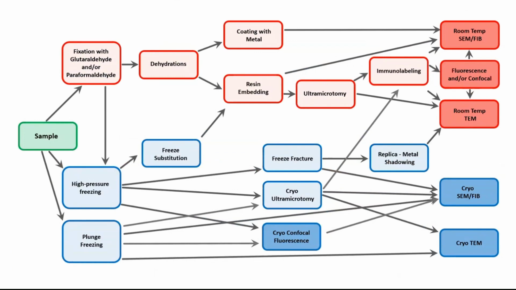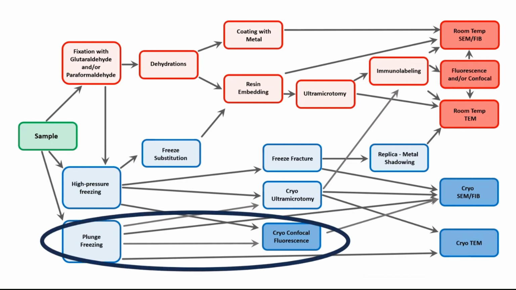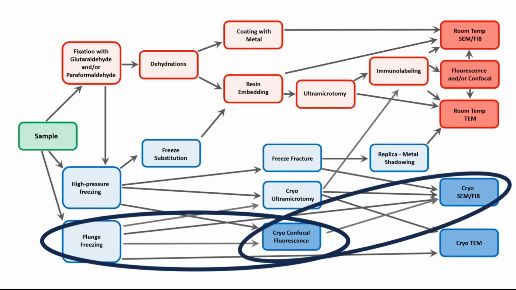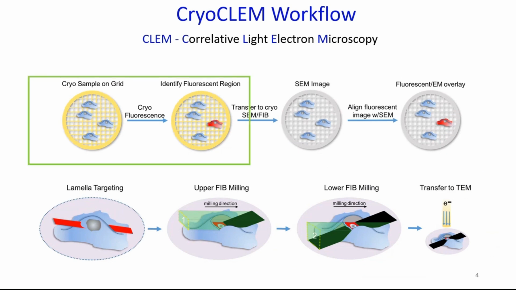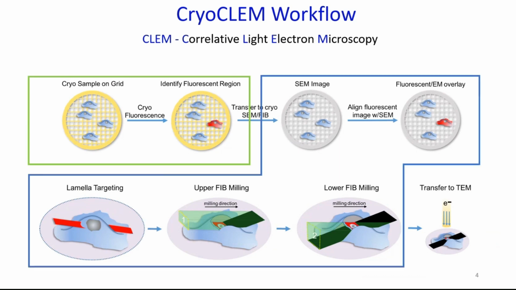So for today, I wanted to just present what I think feels like a tiny little innovative step in terms of a workflow where we start with plunge freezing, we do cryofluorescence for targeting, and then we transfer into our cryoSIM-FIB. So again, we start with cryofluorescence on a plunge frozen sample, and then we transfer into our cryoSIM-FIB targeting, and we do either volume imaging and lamella prep for cryo-ET. So we love this workflow.